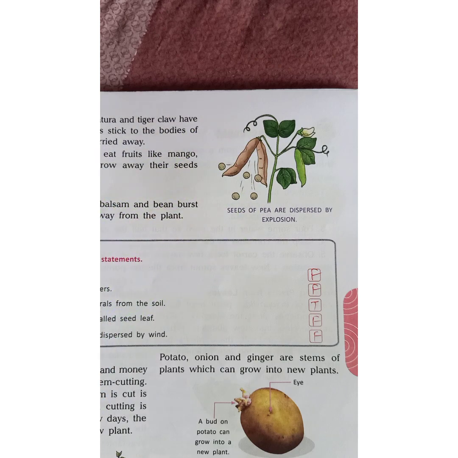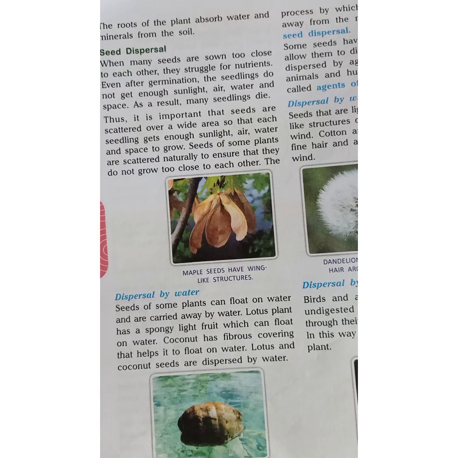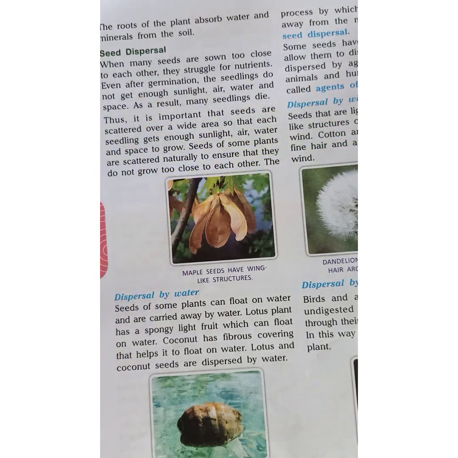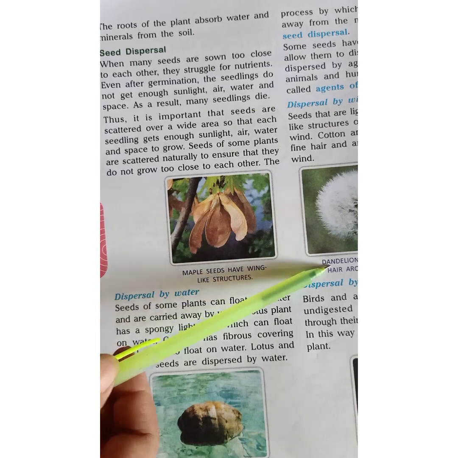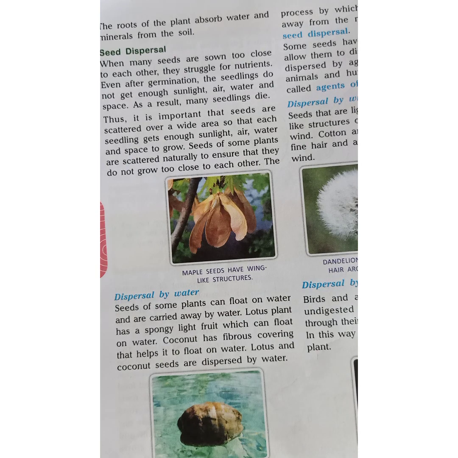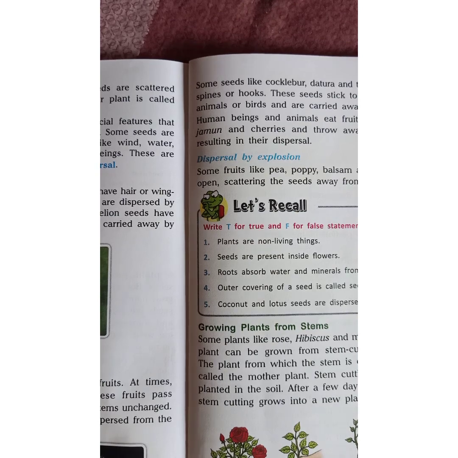Let me give a quick recall also. Seed dispersal is the process by which the seeds are scattered away from the mother plant. Examples of seed dispersal by water are coconut and lotus. Dispersal by wind: cotton and dandelion. You can see here, dandelion seeds have hair around them, so they are light. They can move away with the wind. Dispersal by animals is also shown. So up to here we completed.